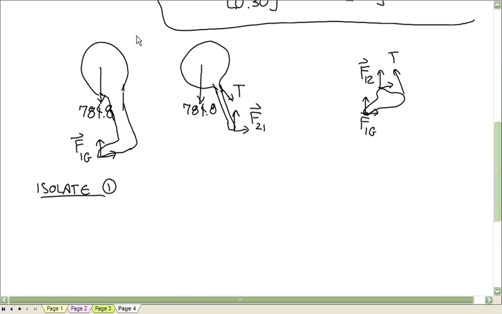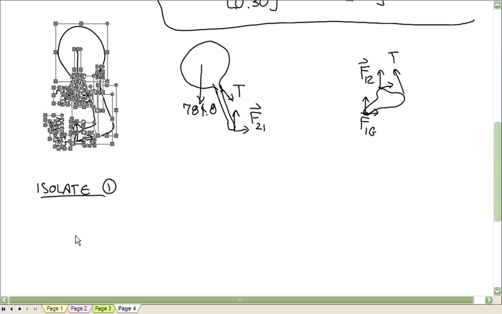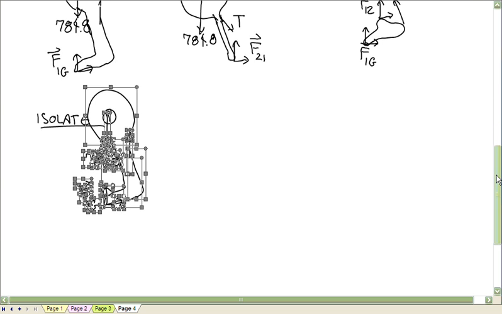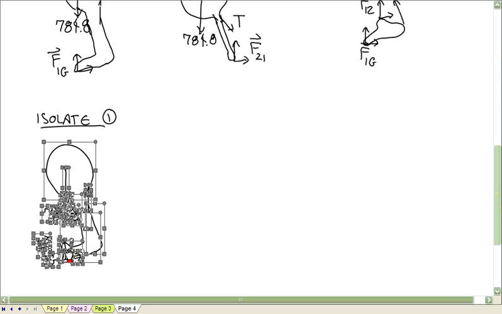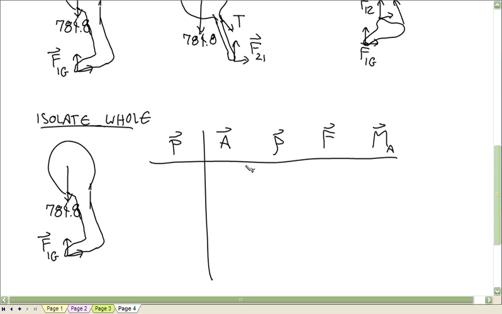So this is the free body diagram. Let me draw it again. Oh, sorry, that's right. Isolating the whole thing. Okay, so start the table. This force F1G, let's call that the about point.